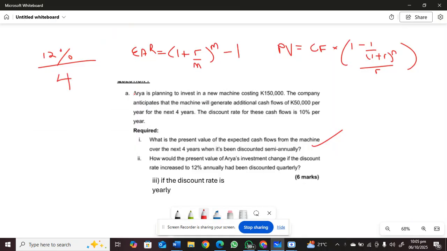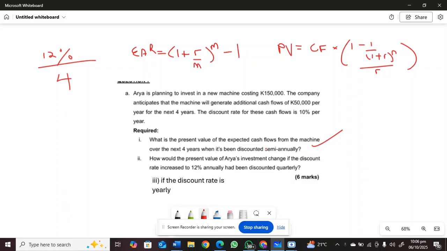Okay, we have a question here. Aria is planning to invest in a new machine costing 150,000. The company anticipates that the machine will generate additional cash flows of 50,000 per year for the next 4 years. The discount rate for these cash flows is 10% per year. What is the present value of the expected cash flows from the machine over the next 4 years when it's been discounted semi-annually?